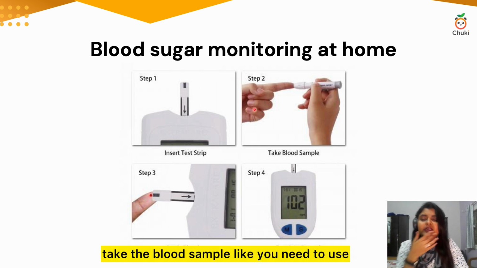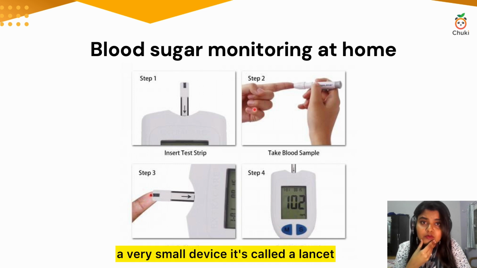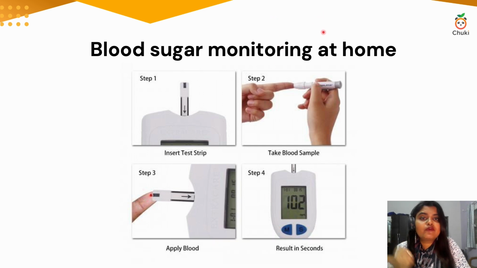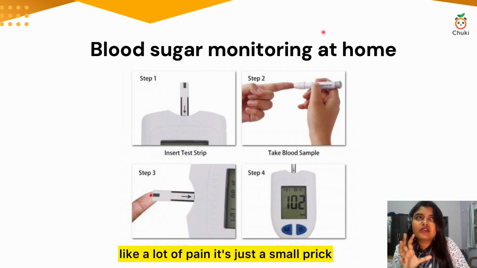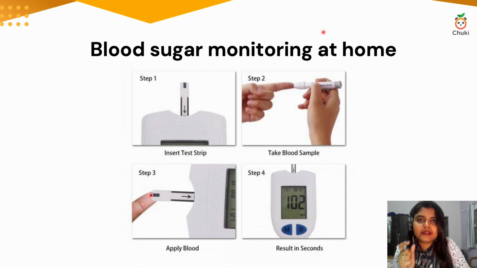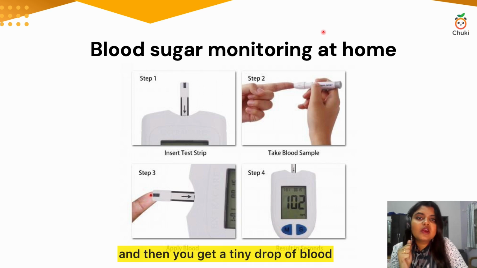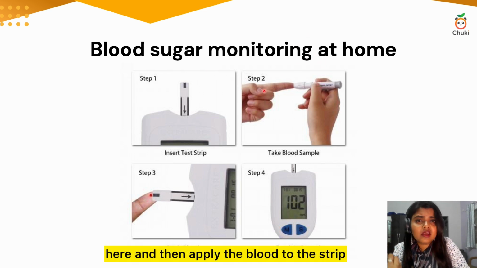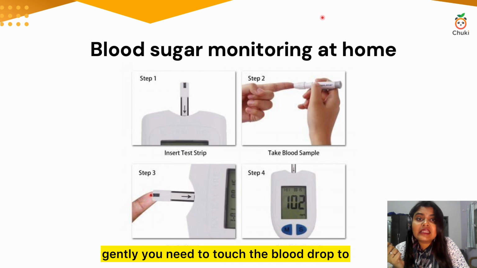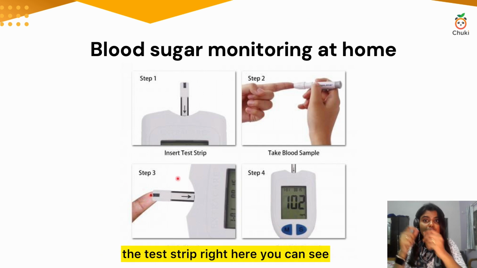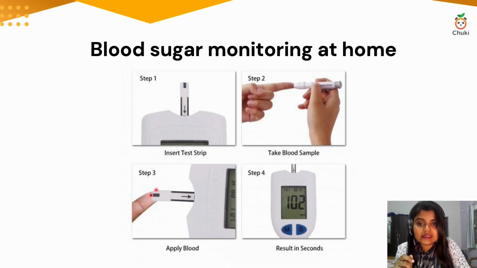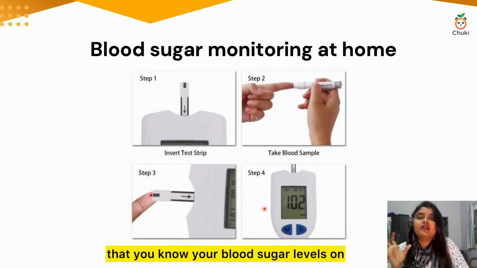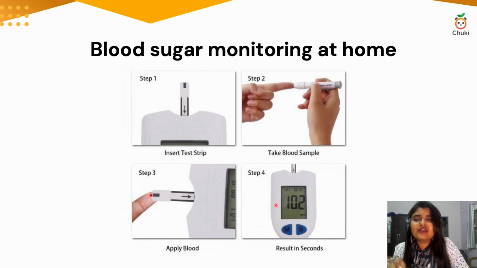Take the blood sample. You need to use a very small device called a lancet to prick your fingertip, and I don't think it is going to cause a lot of pain. It's just a small prick, like a mosquito bite. Then you get a tiny drop of blood, and then apply the blood to the strip. Gently touch the blood drop to the test strip, right here you can see. And then you get the results. The monitor is going to show your blood sugar levels on the screen in just a few seconds.